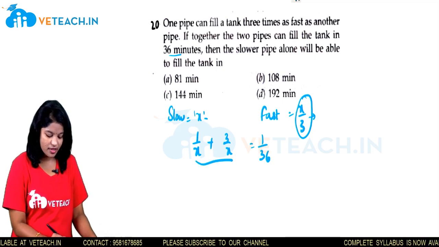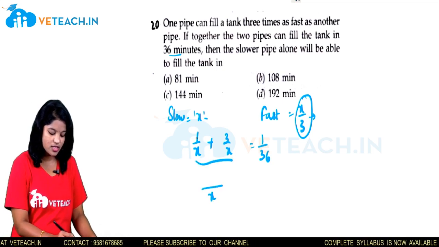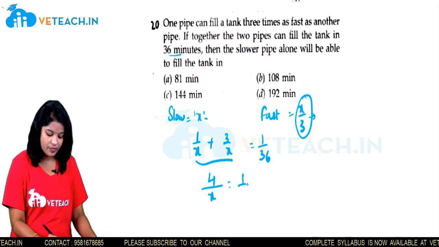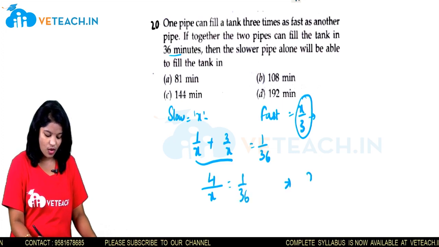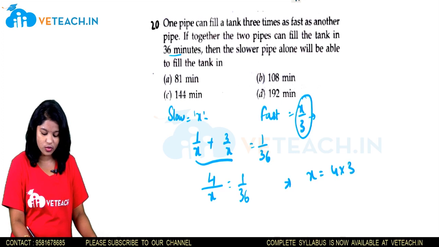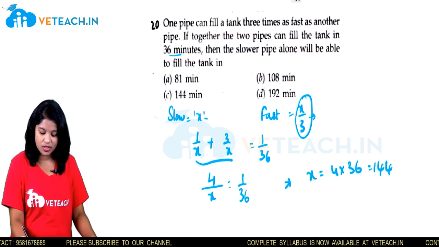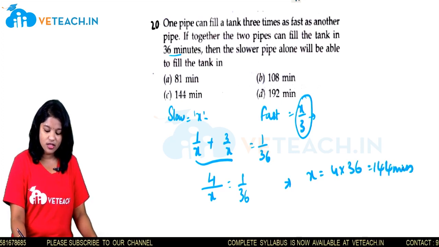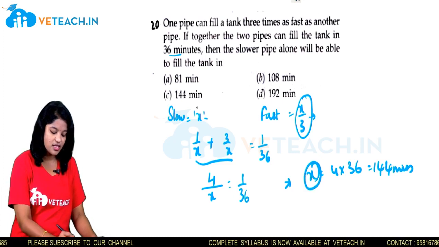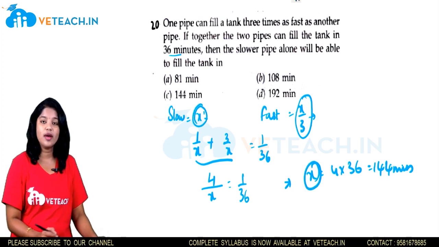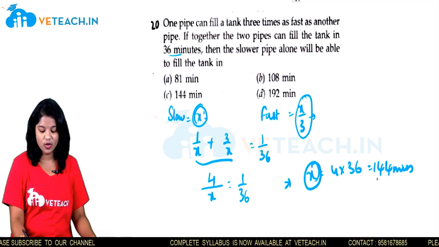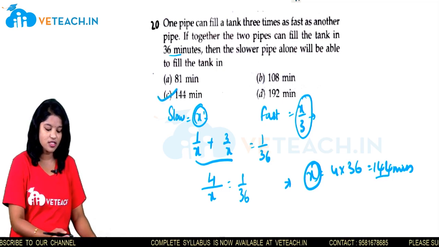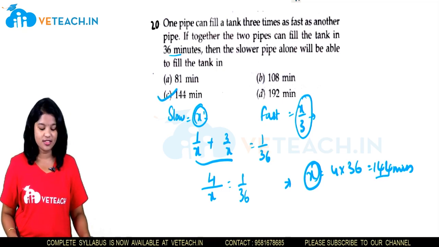Now this is nothing but equals to, as denominators are equal, just add the numerators, 4/x is equal to 1/36. Now x is equals to 4 into 36, that is equals to 144 minutes. Now what is x? x is nothing but the time taken by the slower pipe to fill the tank. So it will fill in 144 minutes. So option C is our correct answer.